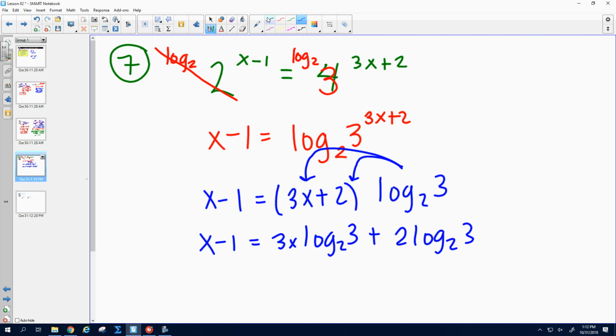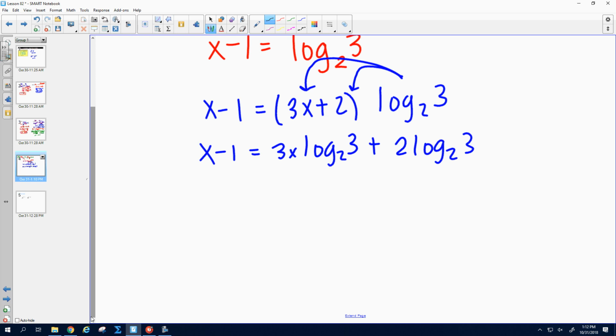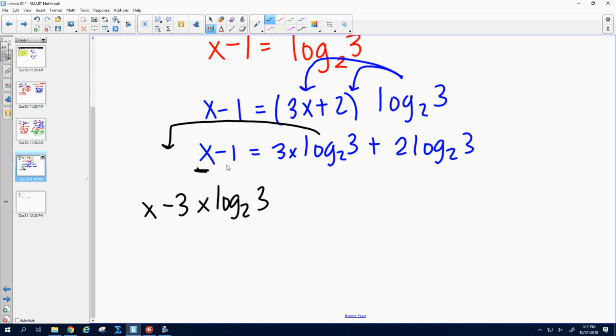Okay, and then Anna, what would the next step be? Yep, we got to get x alone, and before we can get it alone, we got to get them all on the same side. So I'm going to move this guy over to here. So I'm keeping this x, and now I have a minus 3x log base 2 of 3. And at the same time, I need to move this 1 over to this side so that I can get only my x's.